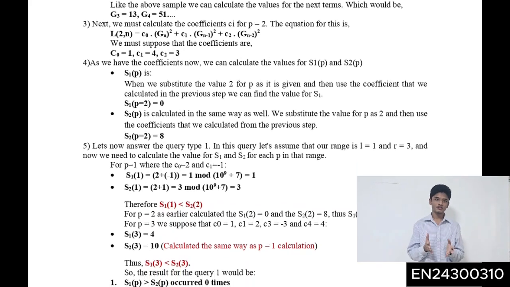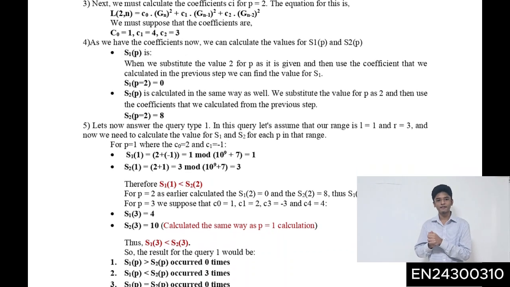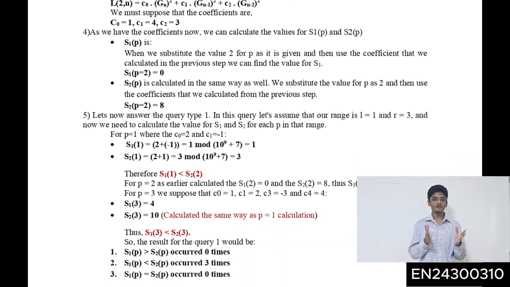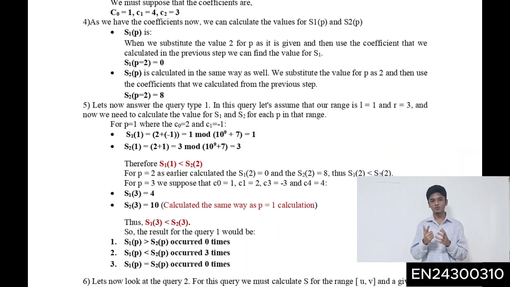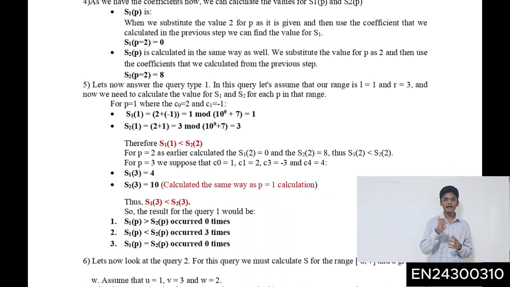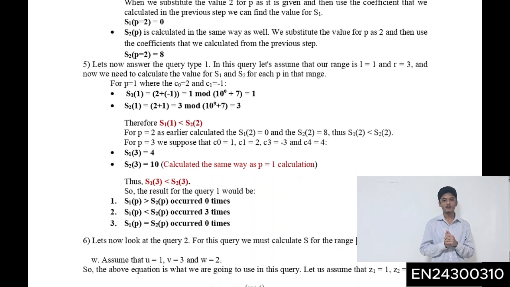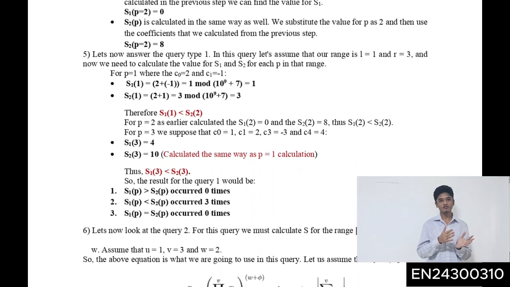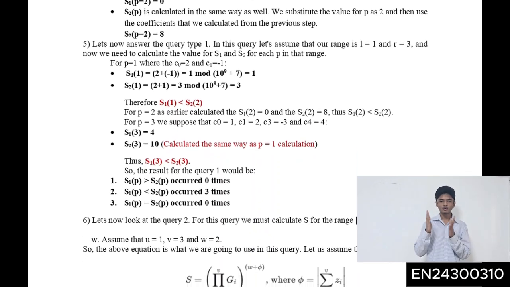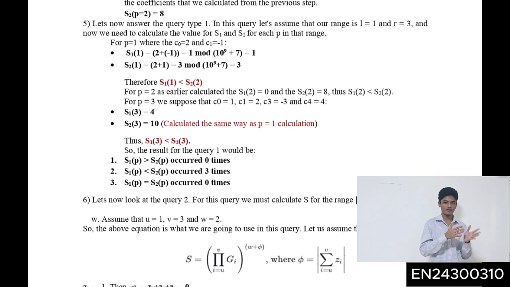Next, we calculate the coefficients for p equals 2 using the equation that consists of L, and these coefficients will help us to compute S1 and S2, which is sum 1 and sum 2. We use C1 as 4 and C2 as 3 and C0 as 1. For query 1, we can compute values like sum 1 is equal to 1 and sum 2 is equal to 3 and so on, comparing them.